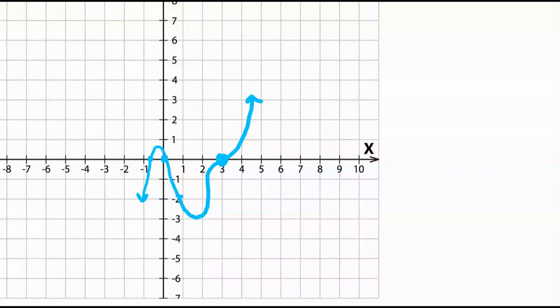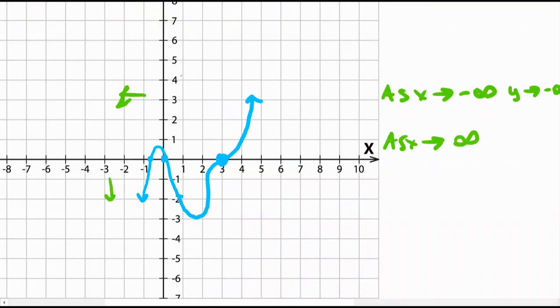So when I write my end behavior here in green, I say as x goes towards negative infinity, which means the left side, y is going towards negative infinity because it's going down. As x goes towards positive infinity, which is the right side, my y values are going up, so I say it's going towards positive infinity.